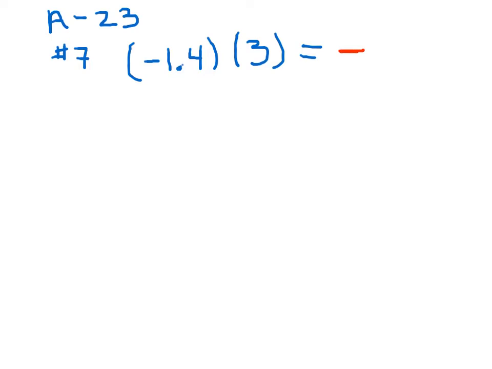So we know our answer has to be negative. And then I just have to go ahead and multiply my numbers like I normally would. So I have 1 and 4/10, and I want to multiply that by 3. So 3 times 4 is 12, that's 2, and I carry the 1. 3 times 1 is 3, plus 1 is 4, so I get 4, and I have one number behind a decimal place, so in my answer, I know I'm going to have one number behind a decimal place.